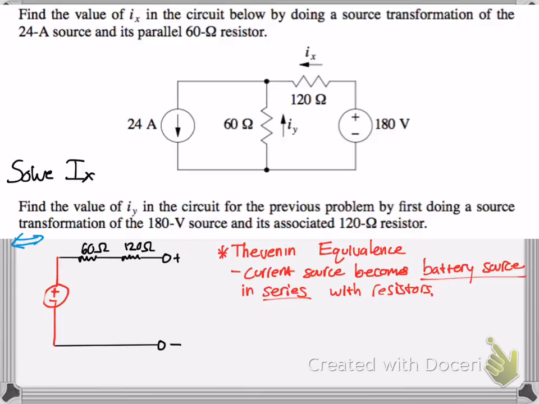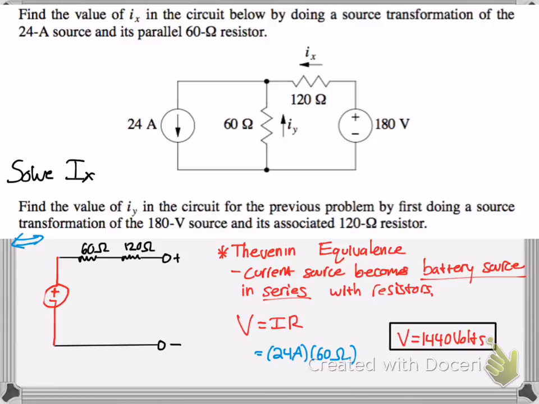And note that the 60 ohms that's in parallel in the center there is now in series with the rest of the circuit. And what I also did here, notice, is I removed the battery, and I'll show you why in a minute. But we can figure out what the voltage is there by using Ohm's law, and we know that 24 amps is the current source times the 60 ohm resistor, and that is 1440 volts. So that's how the battery source is there.